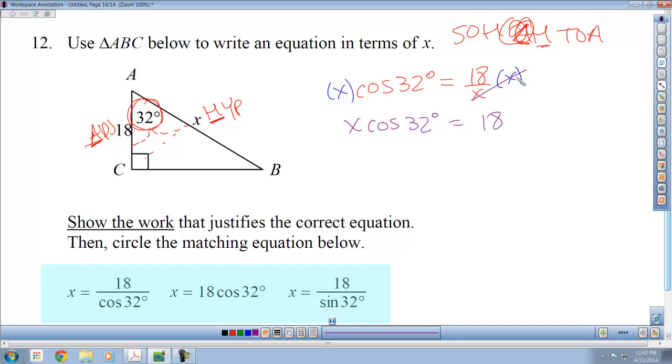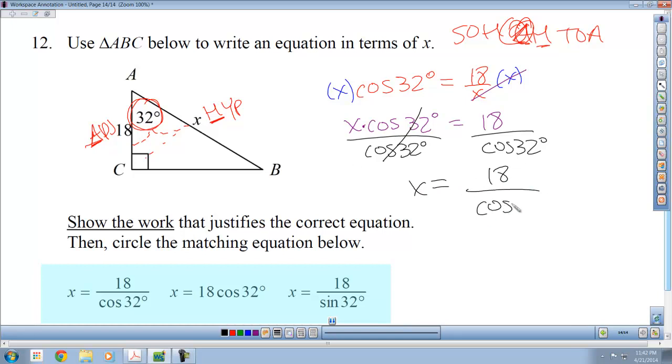Remember, you really shouldn't memorize these steps. You should just have some fundamentals of algebra. So if I want to get the x by itself and it's being multiplied by the cosine of a 32-degree angle, I should divide by the cosine of a 32-degree angle, but anything I do on one side I have to do on the other. So those cancel and I end up with x is equal to 18 divided by the cosine of a 32-degree angle, and that is definitely that one right there.